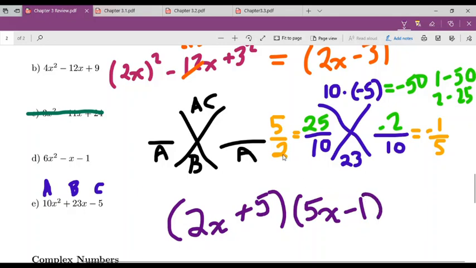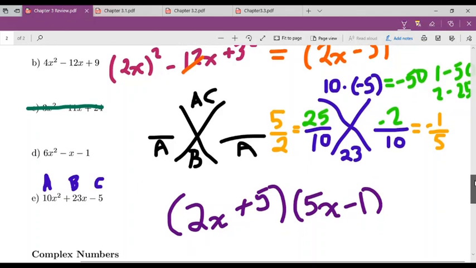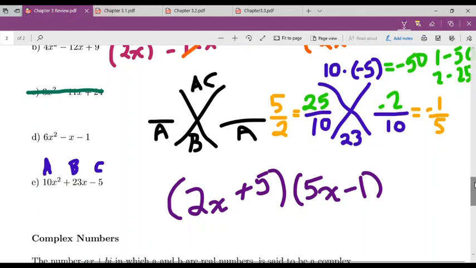So we took this, we said 2x plus 5 and 5x minus 1. To show you it works, 2x times 5x is your 10x squared. 2x times negative 1 is negative 2x. 5 times 5x is 25x. 25x minus that 2x is your 23x. 5 times negative 1 is negative 5. So if you can do this X method, you can solve this no problem.